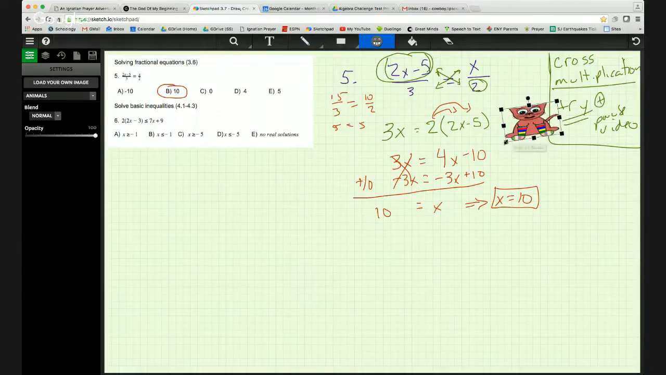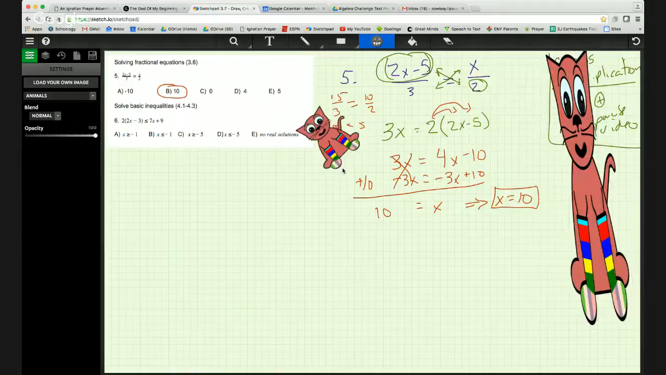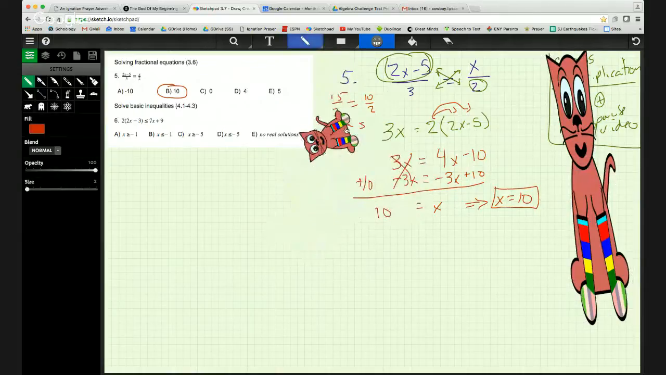Boom, happy cat. Ooh, scrunchy happy cat. Wide happy cat. Tall, skinny, happy. We'll go with tall, skinny, happy cat. Okay. Whoa. All right.